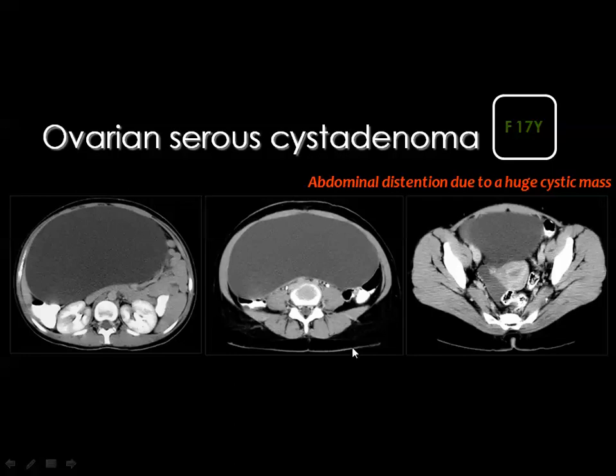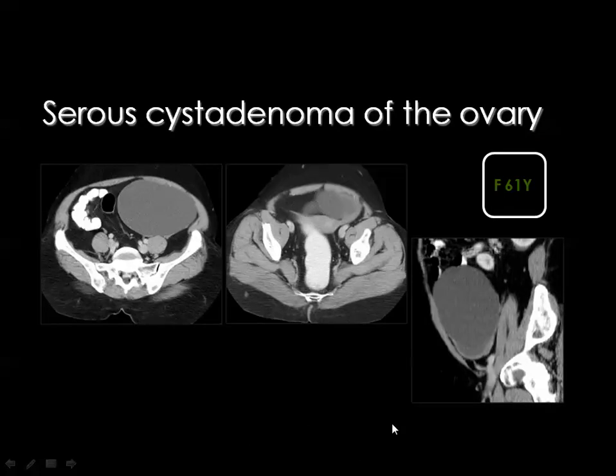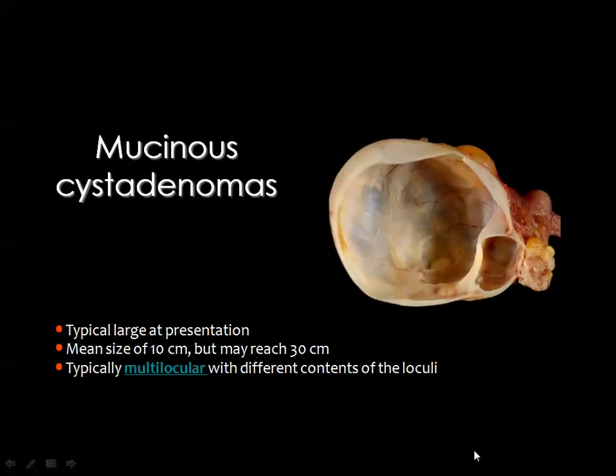And this is a good example of a female 17 years old with a big cyst occupying most of the abdominal cavity. The cyst is unilocular and fulfilling most of the criteria of the typical simple ovarian cyst. This is a serous cystadenoma of the ovary, sizable cyst with paper thin wall, clear water content, no internal septations.